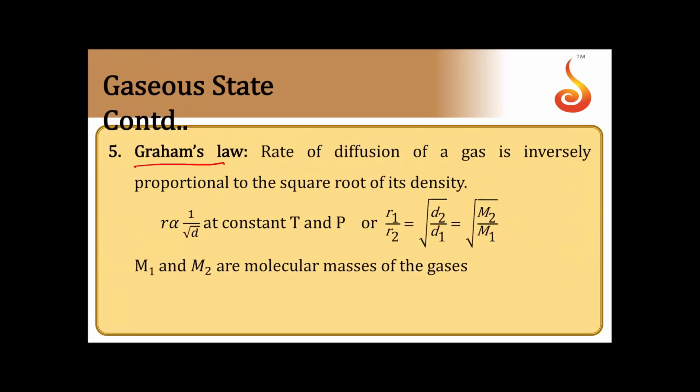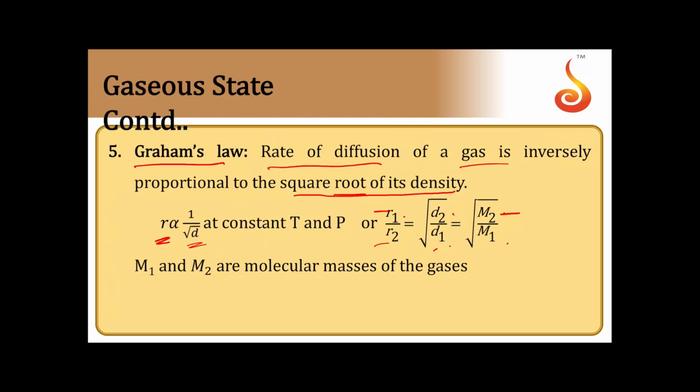Now comes Graham's law of diffusion. The rate of diffusion of a gas is inversely proportional to the square root of its density. So a heavier gas will not diffuse fast; a lighter gas diffuses fast. Mathematically, when comparing two different gases, R1 by R2 is equal to square root of d2 by d1, also equal to square root of m2 by m1.